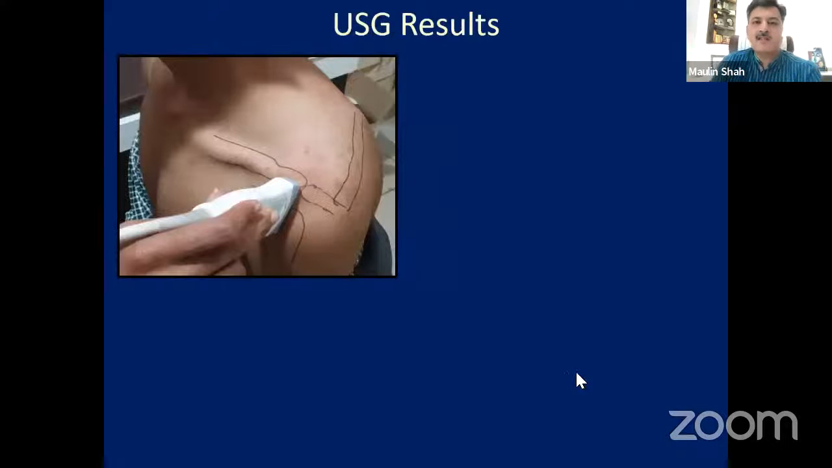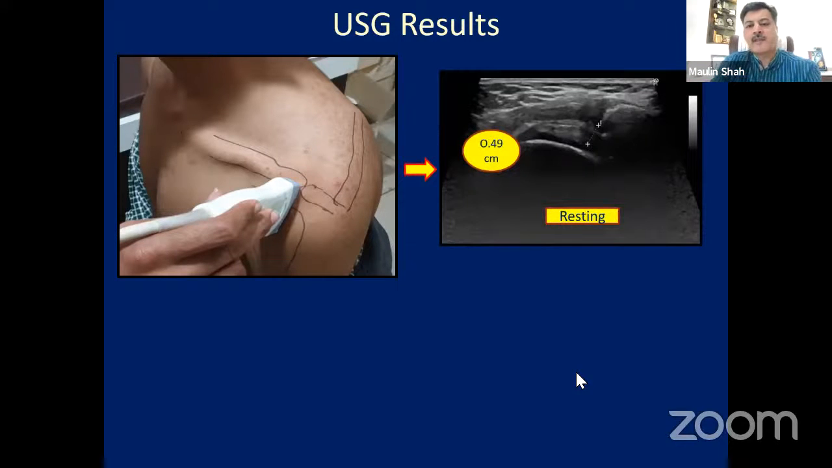So when we did the ultrasound dynamic study while the child was sitting, we first did the ultrasound in the resting position, then the child was asked to elevate whatever the amount of elevation is there. And then we placed the elbow block splint, and then we checked. What we found is that at resting position, the distance between the acromion and cartilaginous humeral head is 0.49 centimeters.